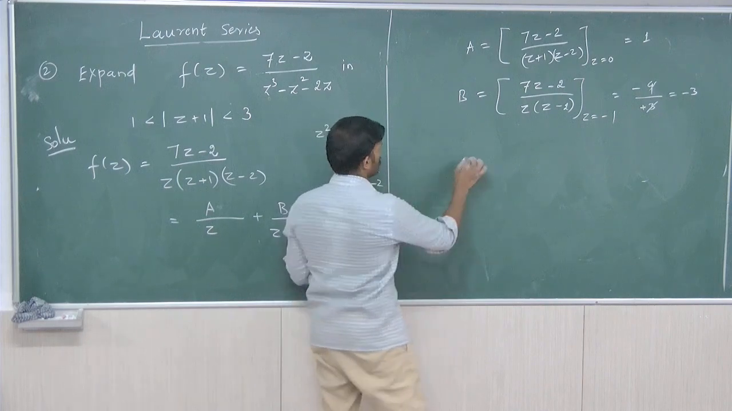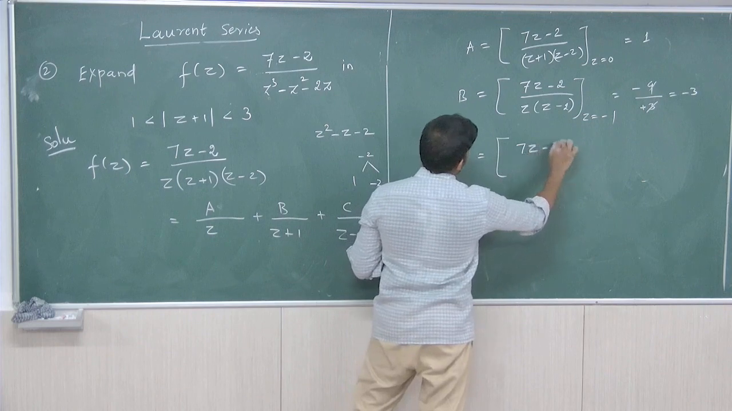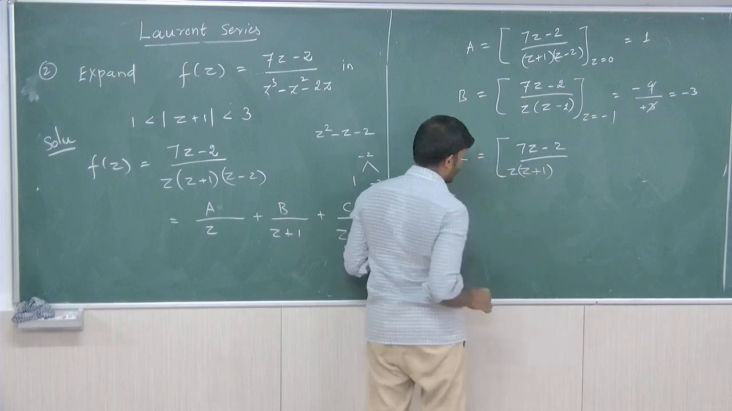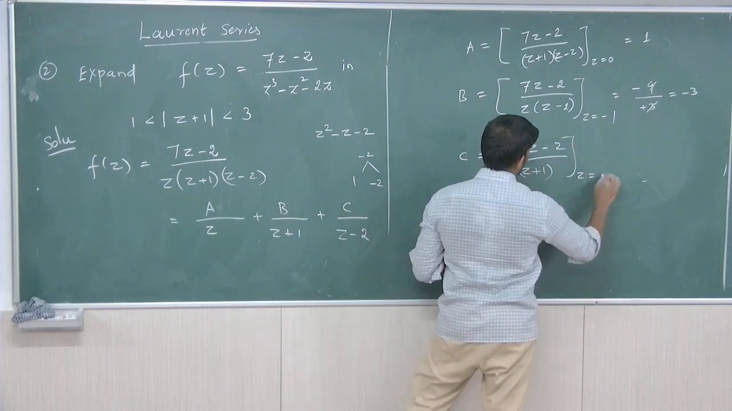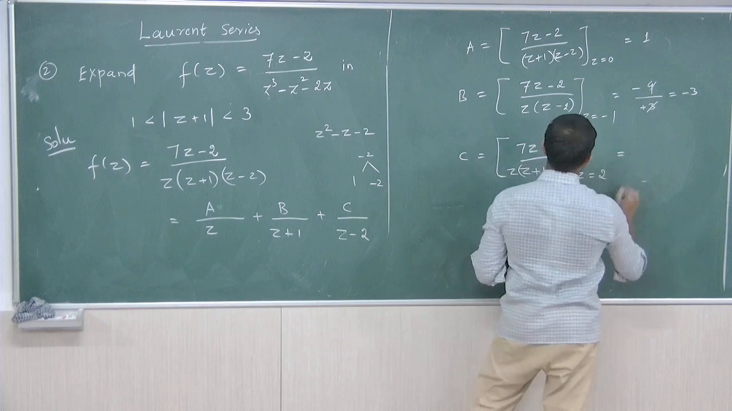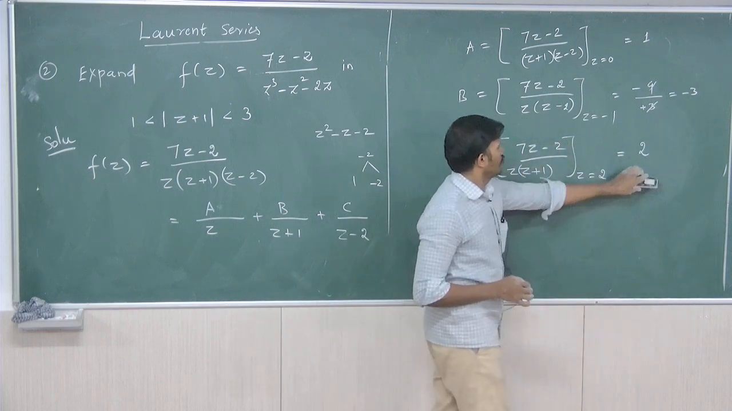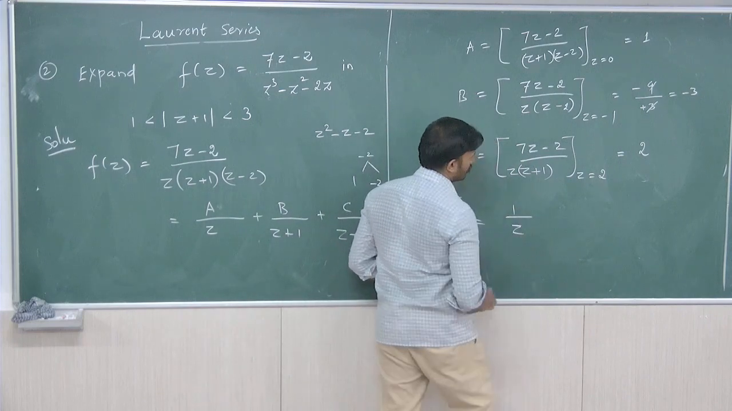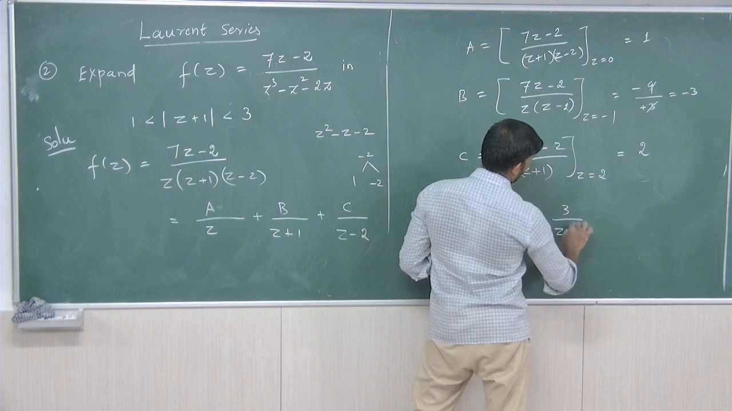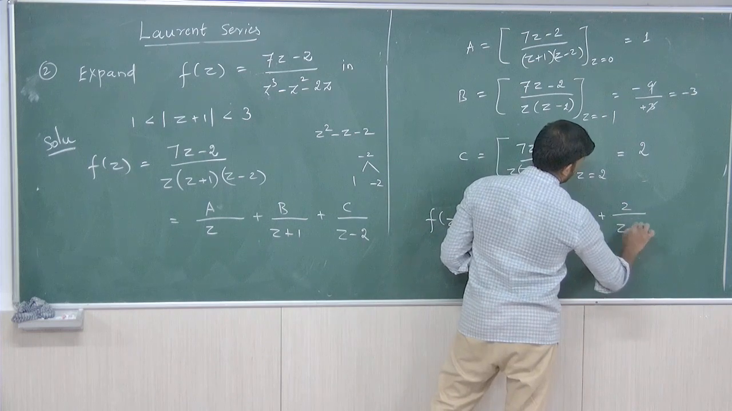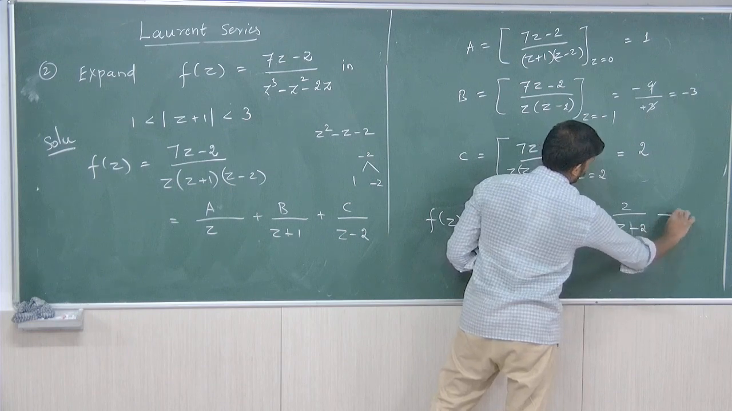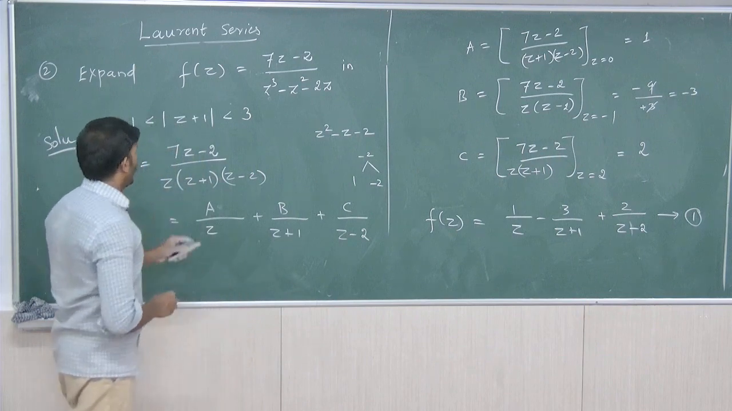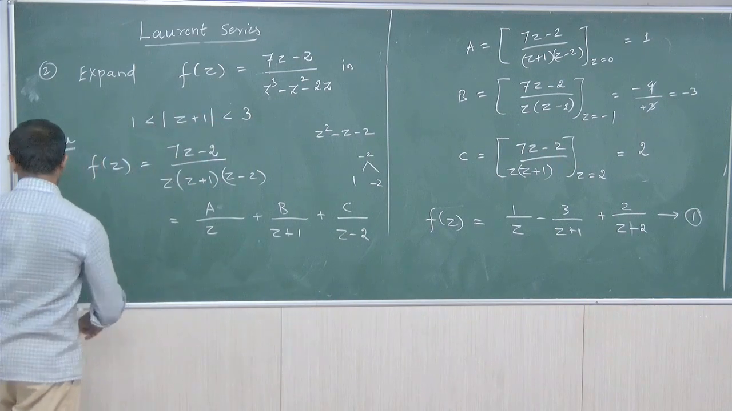C is 7z minus 2 over z plus 1 into z. You have to substitute z equal to 2, and the answer is 2. So from that you can write f of z as 1 by z minus 3 by z plus 1 plus 2 by z minus 2. This is equation 1. Now I am going to take the region.